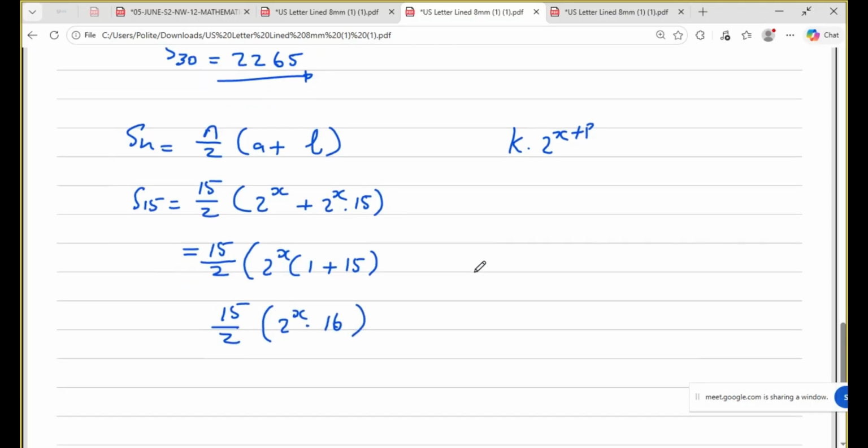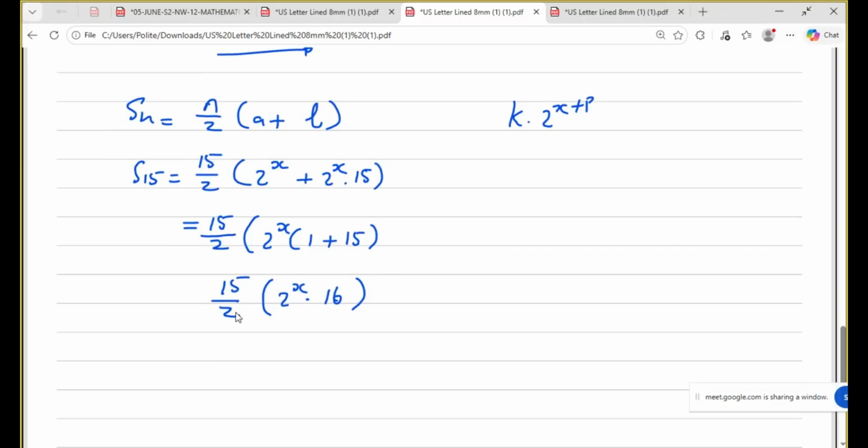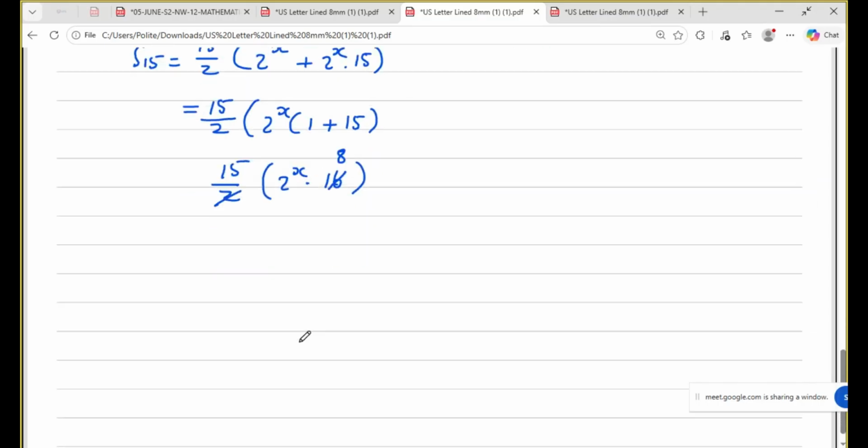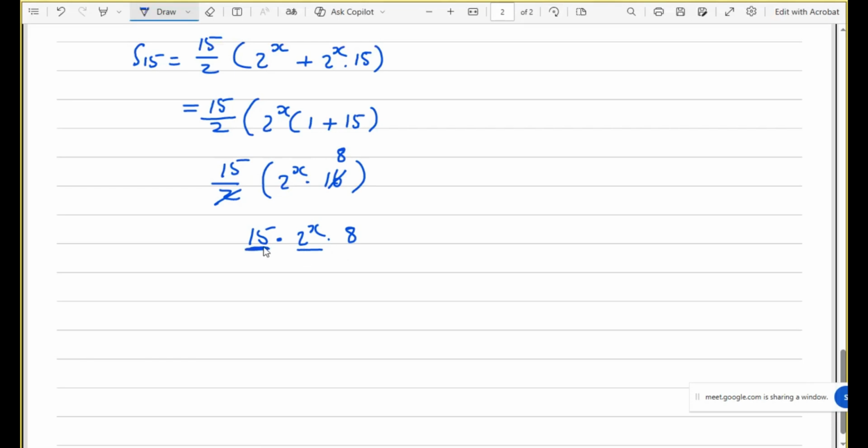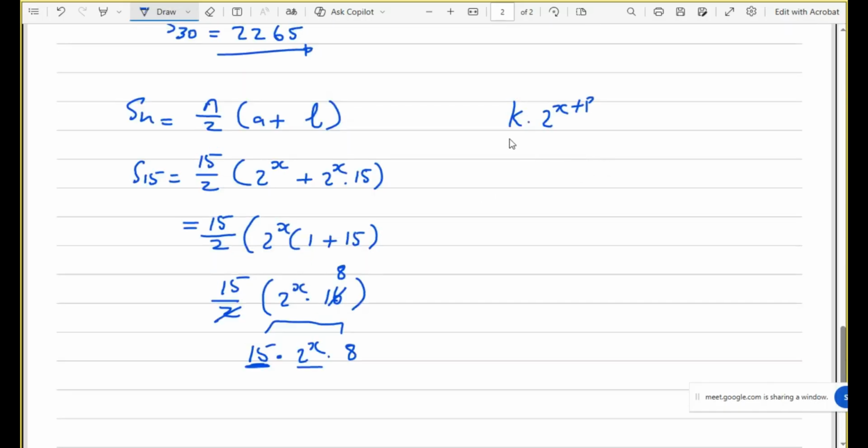And then I know that if I multiply out the bracket, the 2 cancels with the 16. This is 8, because it's like 16 divided by 2. So this will be 15 times 2 to the x times 8. Let me group this, because I know that the 15, I need to leave it like that. Don't multiply the 2, because they said k is an odd number. They said this k is an odd number. So already we have that odd number.